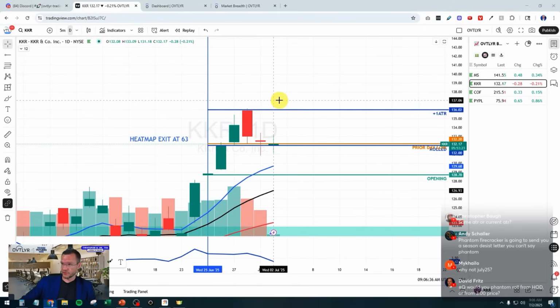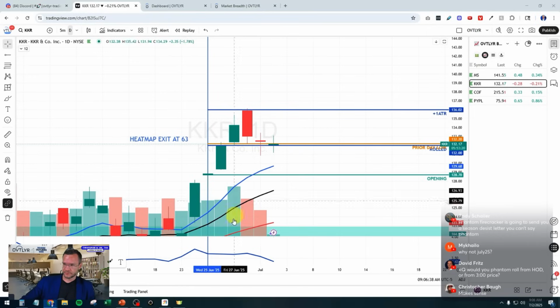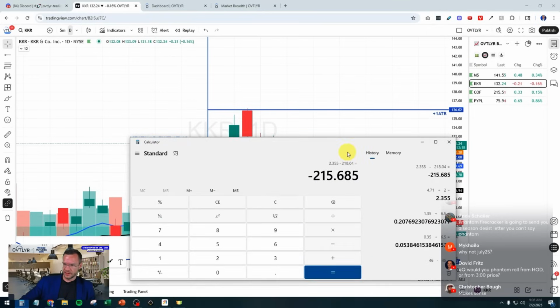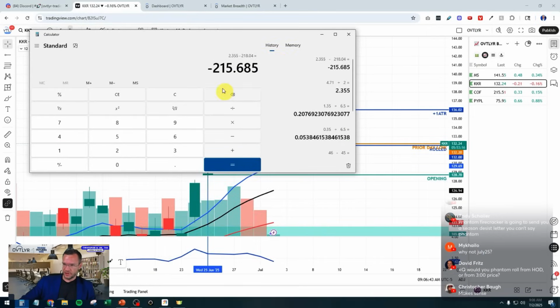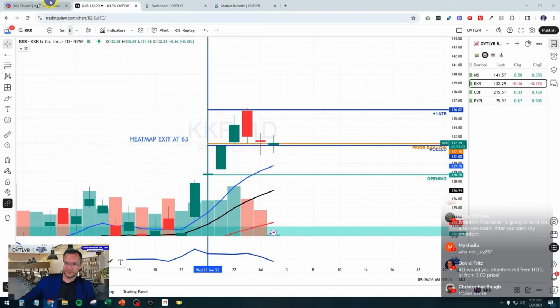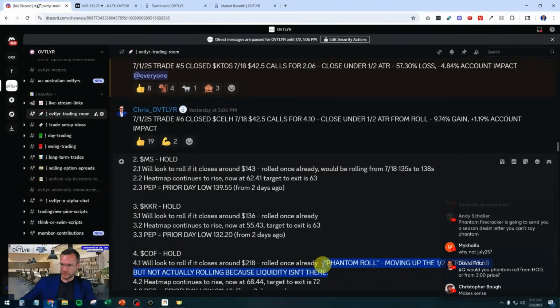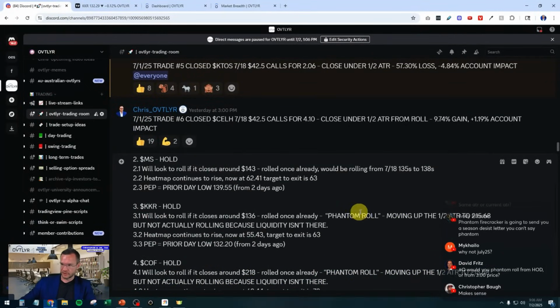Okay, so we're going to phantom roll this as well. Let's do the math. Current ATR is 3.42 divided by 2, so $1.71. $1.71 below 136.02, which is the rolling point, gives 134.31. And roll, moving half ATR to 134.31.